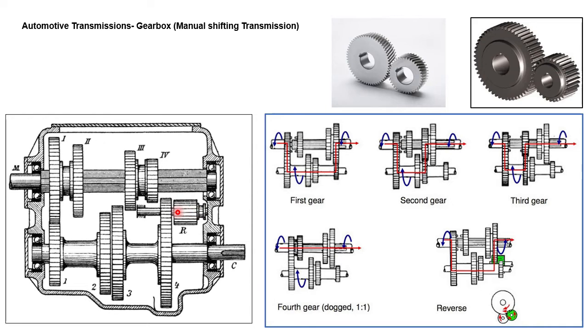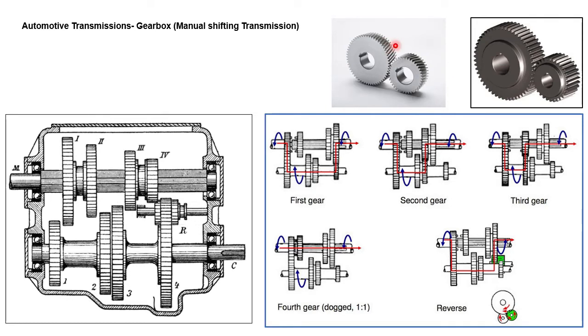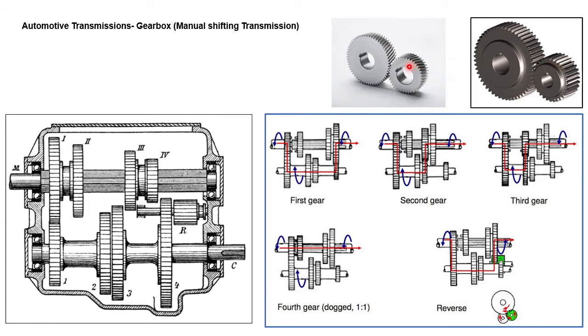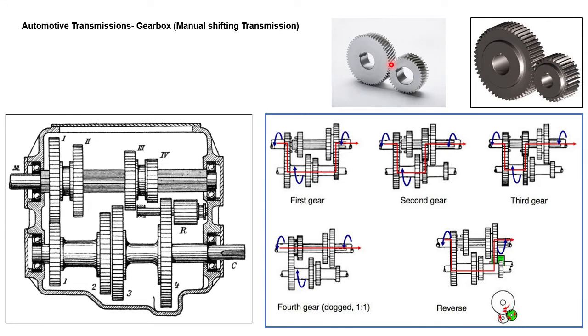The sliding mesh gearbox will have spur teeth, meaning straight teeth. This is the spur teeth. Whereas the synchronous gearbox or constant mesh gearbox will have helical teeth. This is helical teeth. Spur gear and helical gear. The helical gear has a lot of advantages because the contact area is more, noise is less, and load bearing capacity is more. Whereas in the sliding mesh gearbox, this helical teeth arrangement is not possible, so spur gears are fitted.